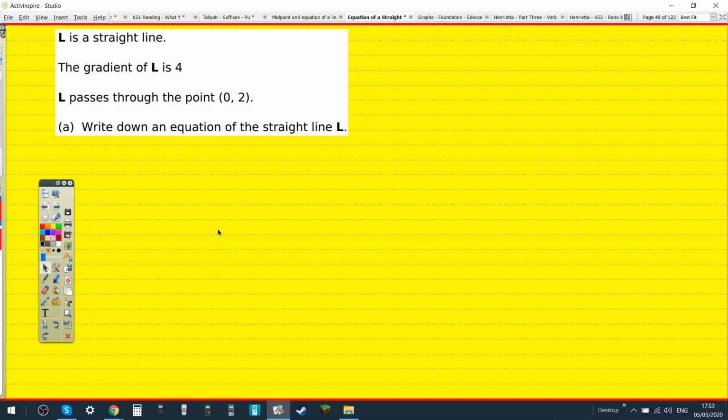L is a straight line. The gradient of L is 4. L passes through the point 0, 2. Write an equation of the straight line L. So all straight lines can be written in the form y equals mx plus c, where m is the gradient, c is the y-intercept.